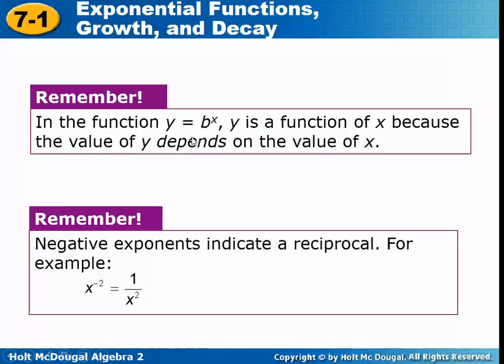In the function y equals b to the x, y is a function of x because y depends on the value of x. So that means it's a function of x. And also remember that negative exponents indicate a reciprocal, and we already looked at this when we had 2 to the negative 2, we wrote 1 over 2 squared, or 1 over 4. So x to the negative 2 equals 1 over x squared.